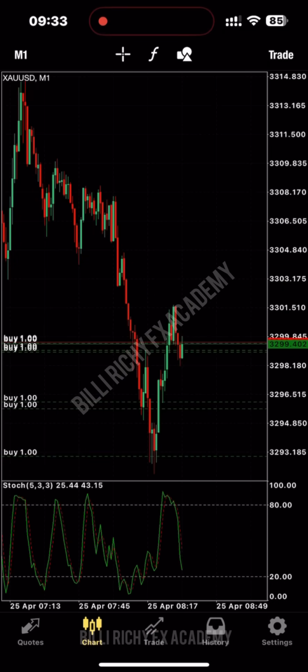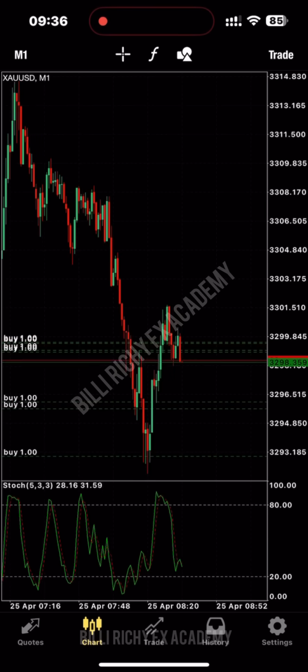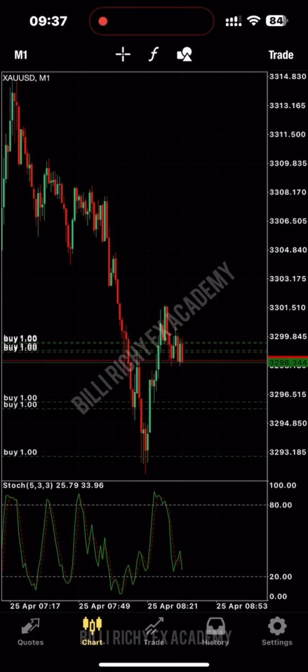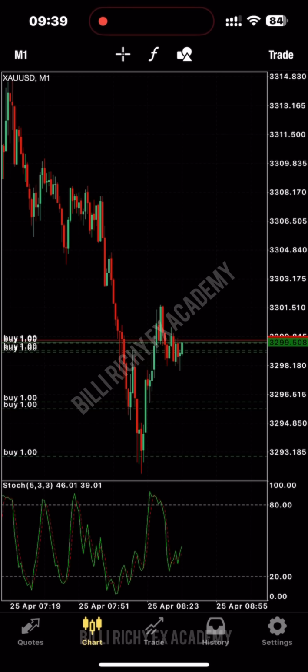So I added more positions now, and the reason is because of the minor resistance there. Right now I expect the market to fly from this minor resistance, and when it goes up, we are closing our trades.